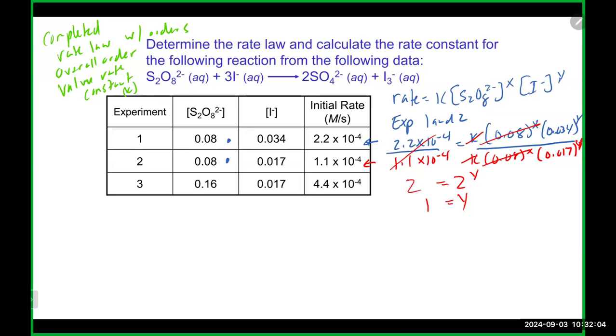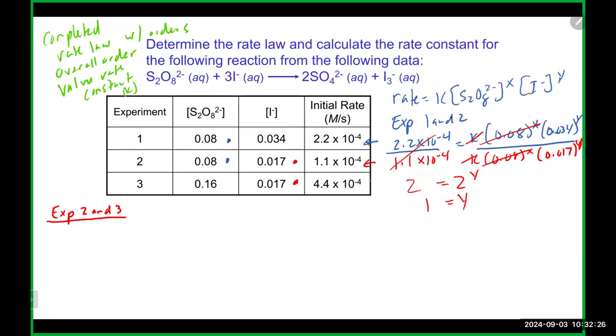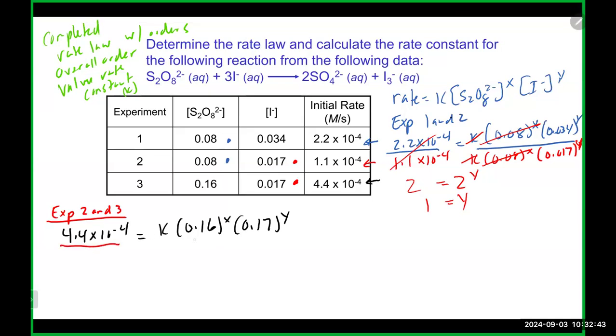Now that we took care of I minus, we now want to keep that one constant and vary the other. So that looks like experiments 2 and 3 will actually achieve that for us here. So we'll look at experiments 2 and 3 in this case. And here we're going to put experiment 3 up on top, as it does have a larger value for that. So that's going to go 4.4 times 10 to the minus 4 equals k, 0.16 to the x, 0.17 to the y. Once again, we're going to put experiment 2 here on the bottom.